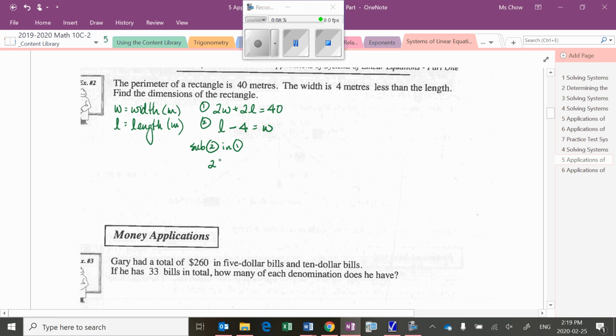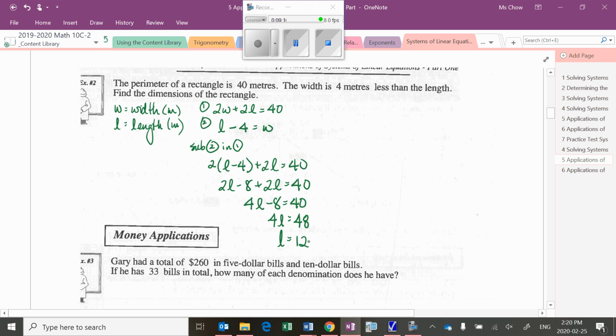So we've got 2 times L minus 4, plus 2L, is equal to 40. Let's distribute that 2 in, so 2L minus 8 plus 2L is equal to 40. Combine those L's, we have 4L minus 8 equals 40. Add 8 to both sides, so 4L is equal to 48, and divide both sides by 4, so L is equal to 12. So that tells us our length is 12.